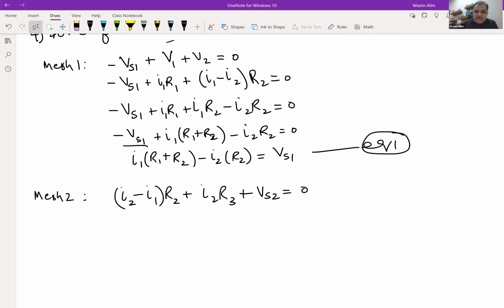Now let's simplify it further to combine the like terms. So I have I2 R2 minus I1 R2 plus I2 R3 plus V sub S2 is equal to 0.